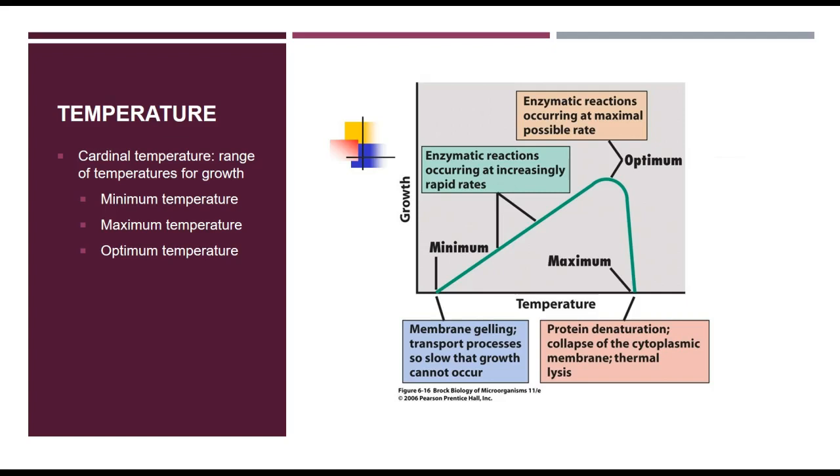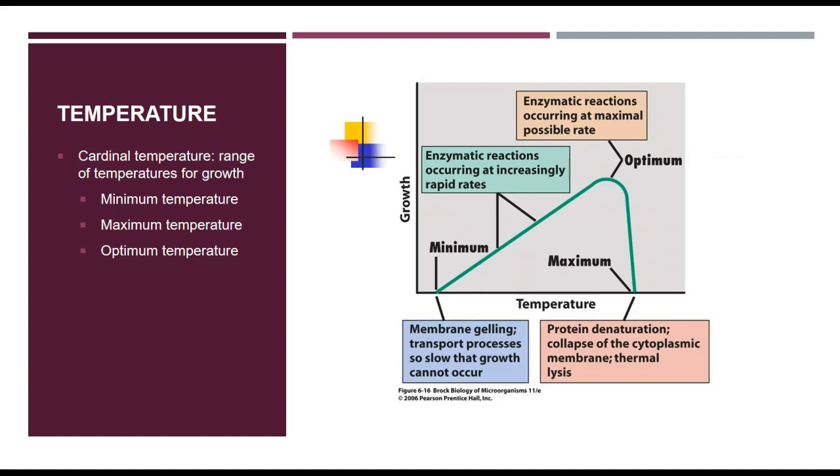Once that temperature begins to increase above the minimum temperature, the enzymatic reactions that help to encourage microbial growth and metabolize nutrients start to increase, and they happen more frequently as the temperature rises. Once we reach the peak of this growth curve, this is the optimum temperature.